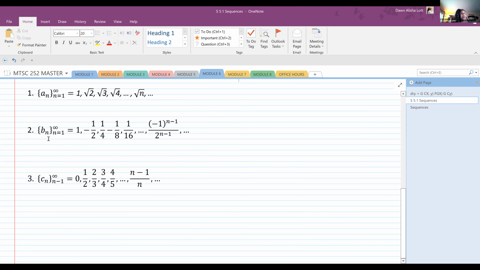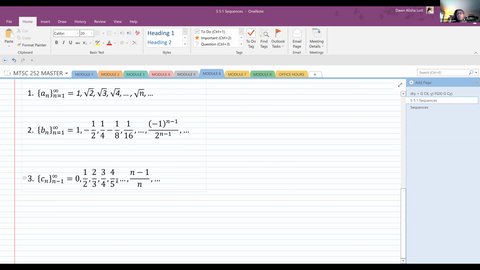Another sequence, b_n, is almost like the one that was in there, n equal to 1 to infinity. The first number is 1, the second number is -1/2, the third number is +1/4, then -1/8. When numbers alternate like that, they always have a -1 raised to the n or n-1 power. And then as you can see, this is 2 to the 0, 2 to the first, 2 squared, 2 cubed, 2 to the fourth. So this is 2 to the n-1. That last term is the nth term of the sequence.